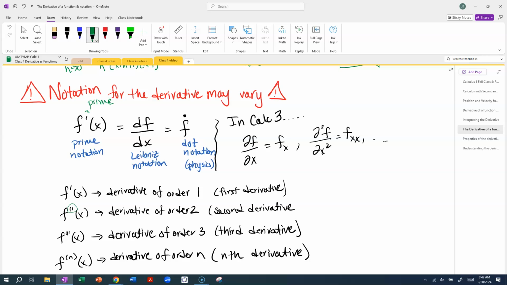Again, the process of finding the derivative, we call that differentiating, not derivativing. I don't even know how you say that. Yeah, that's weird. I can't even say that. So differentiate to find the derivative. And so the derivative is a noun. All right. So that aside, next we're going to look at some properties of the derivative.